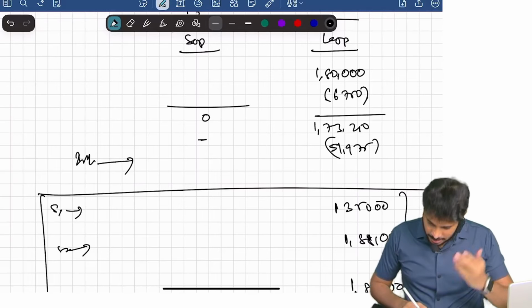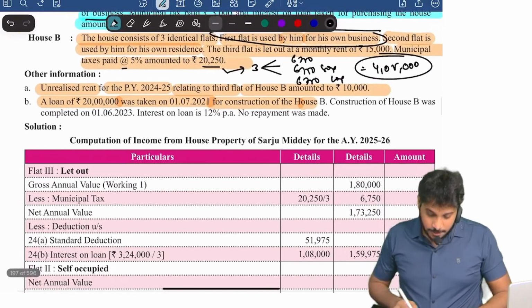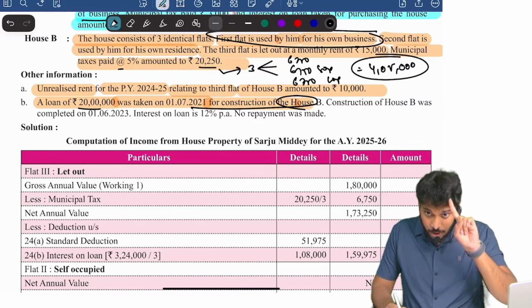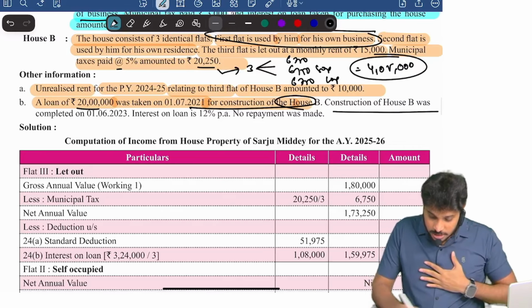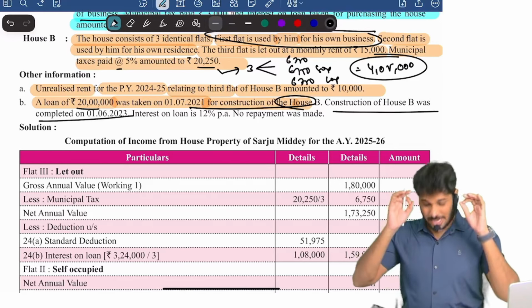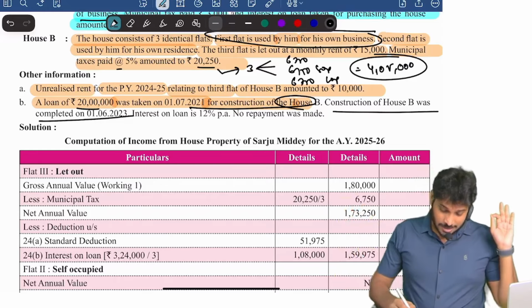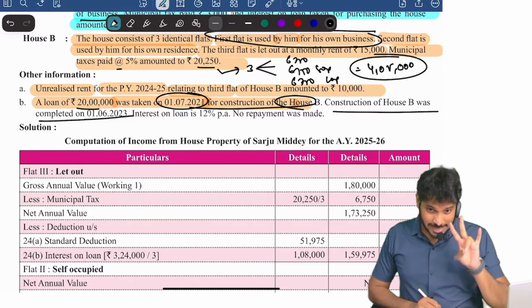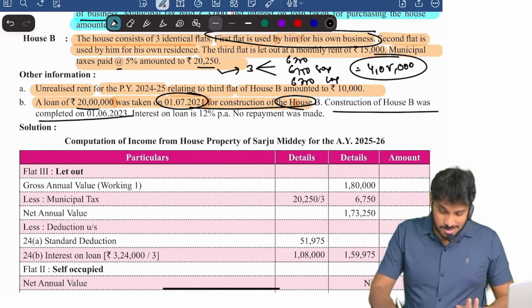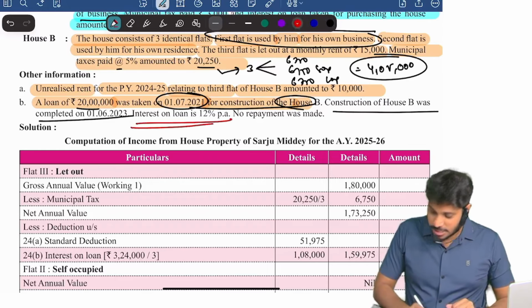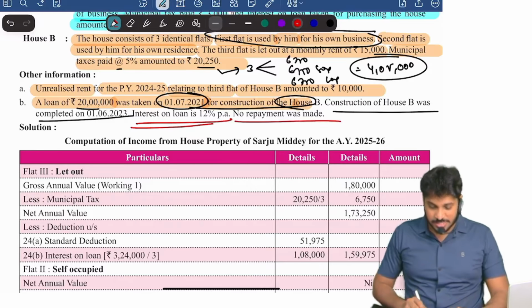Now interest amount. You see, 20 lakh was the loan taken for entire house B. Remember, 20 lakh is for full house B. Construction of house B was completed on 1st June 2023. Loan was taken on when? 1st July 2021. This is a very super learning, I'll show you. Interest on loan is 12% per annum. No repayment was made.